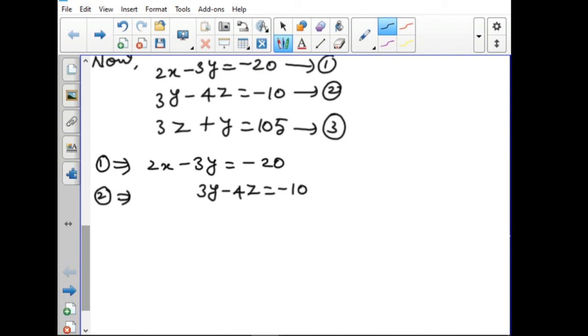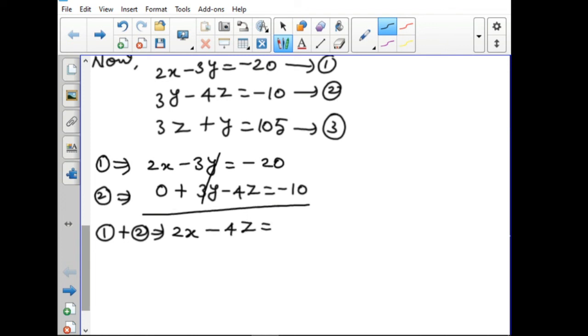See here, the y term has the same coefficient, so we have to add the equations. Equation 1 plus 2: the x term is not there in equation 2, so you can write 2x, or put 0 also, no problem. 2x plus 0 is 2x. Minus 3y plus 3y gives 0. So we write minus 4z equal to minus 10 minus 20, which is minus 30. That is our equation number 4: 2x minus 4z equal to minus 30.